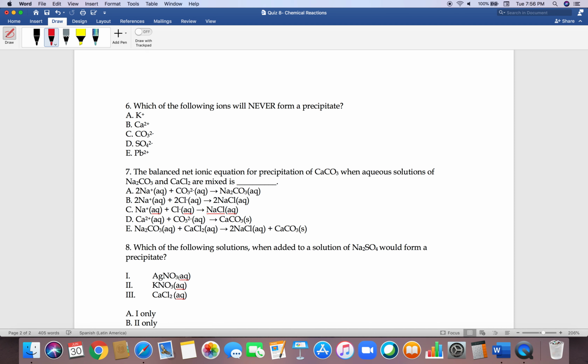But if you were to go through your solubility table, you would find that potassium always forms an aqueous solution. It never forms a solid. So the answer here would be A.